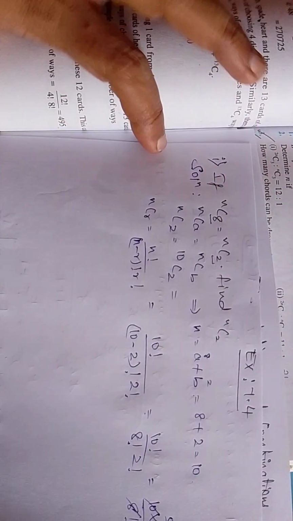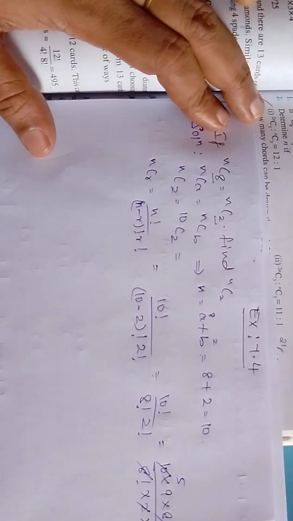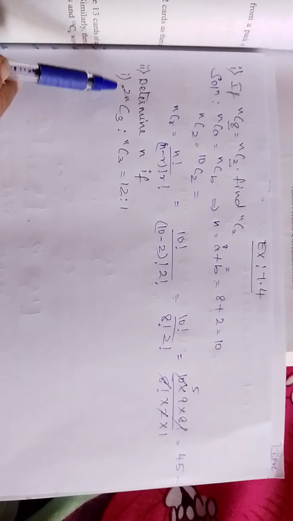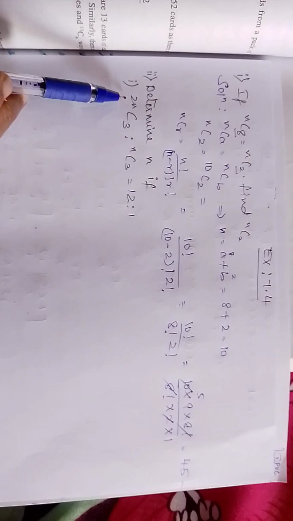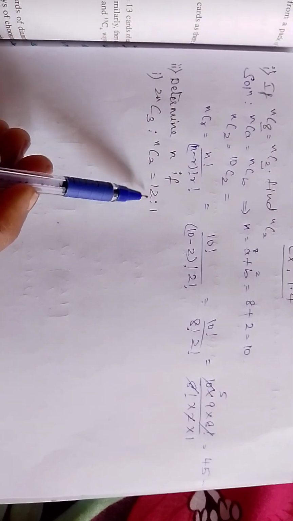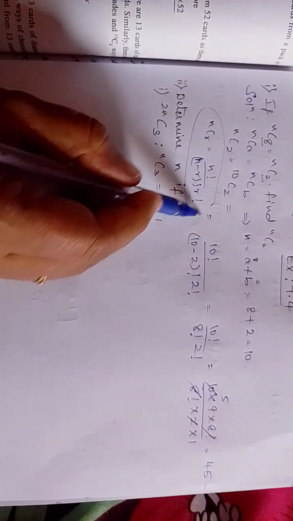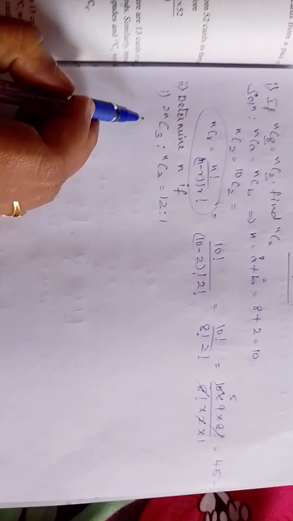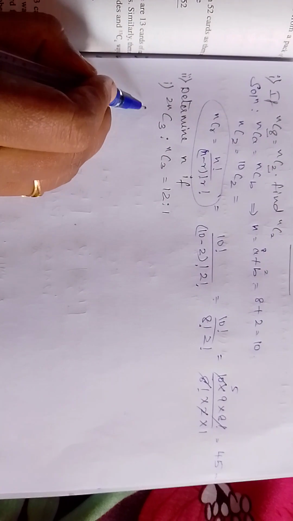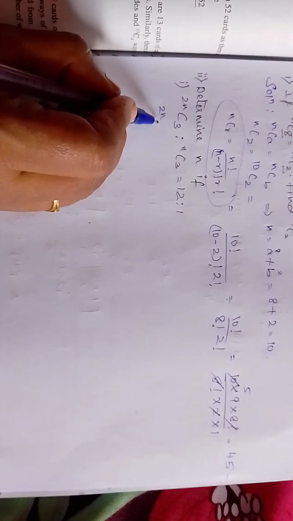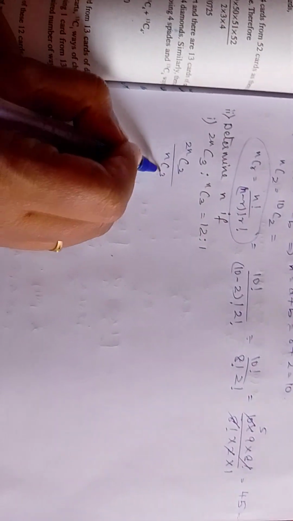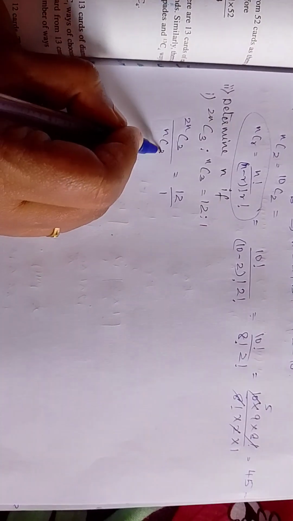Let us do the second problem. It says we have to determine the value of n. So second, we will determine n if 2nC3 is to nC3 is equal to 12 is to 1. So remember this formula of nCr combinations. We are going to use this formula and simplify this. We can also write this as 2nC3 by nC3 is equal to 12 by 1. So I have written the ratio in terms of fraction.